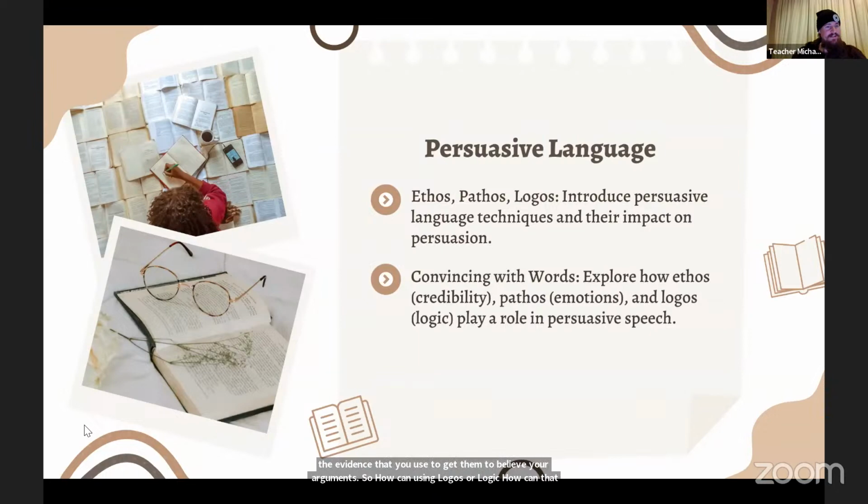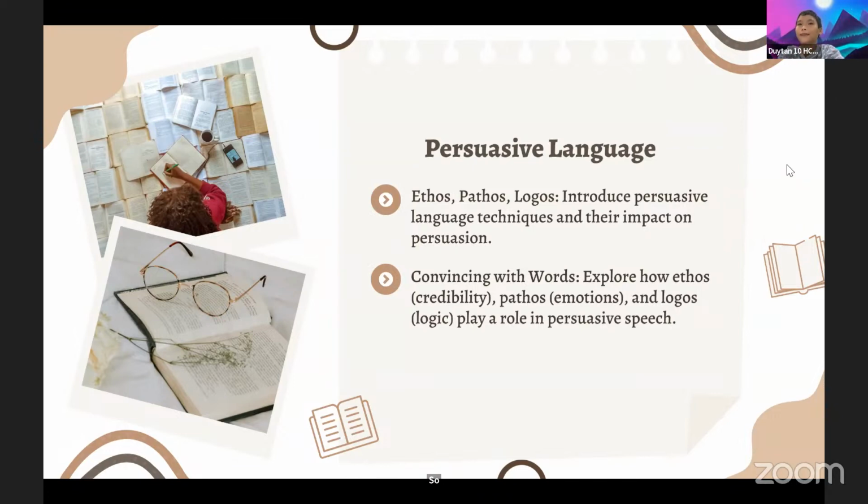Dui Tan. So without logos, people will get confused and they won't know what you're talking about. If they know what you're talking about and it's interesting to them, they will keep listening. Very good. So without logic, if your audience doesn't know what you're talking about, they won't be interested in your speech.